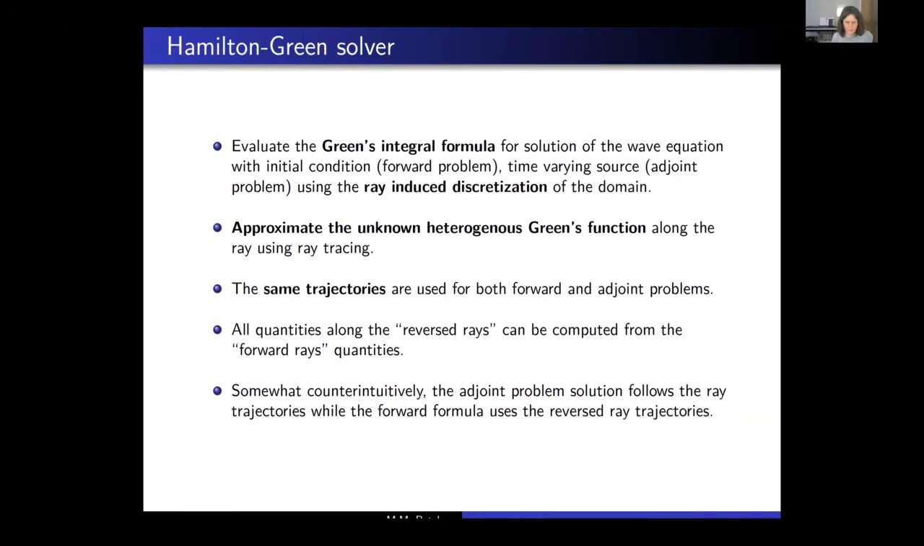We use the same ray system, and we can compute all the reverse quantities that we need along the way, reversed rays and some reverse densities and things like that. All this can be computed from the forward quantity, so to speak. So there is just one calculation of this Hamiltonian system and of these ray densities, or if you wish, the Jacobian determinants.